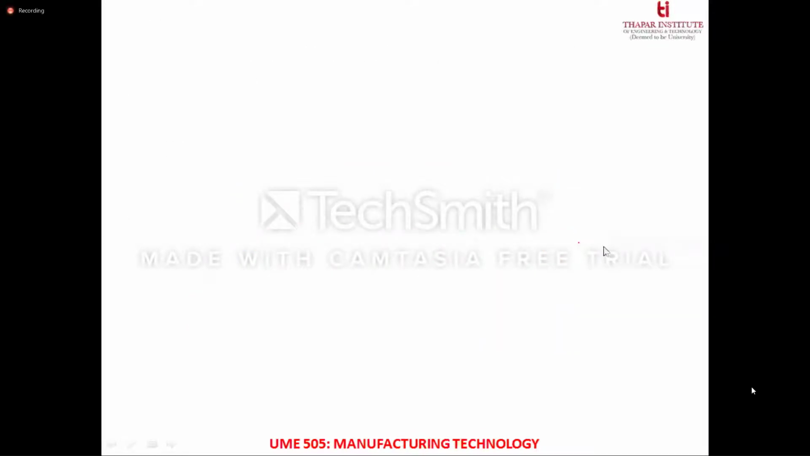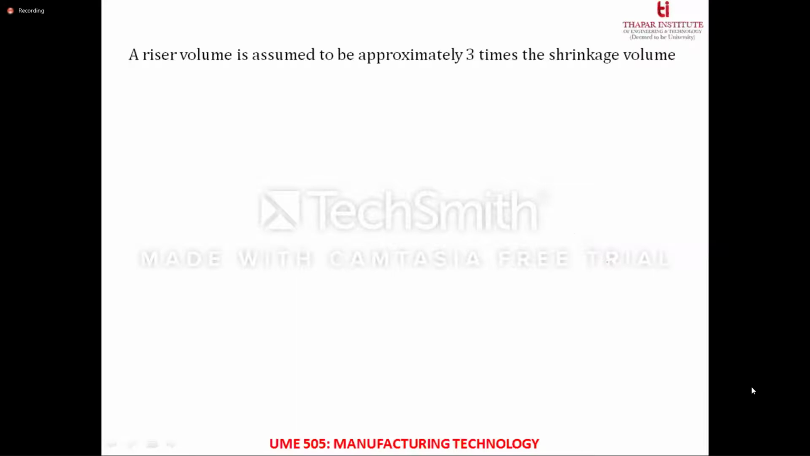Now this is something which is not provided in every book, but I want you to remember this and take it down. Whenever we are designing a riser, the basic minimum dimensions that we take according to different conventions are somewhere between 2.5 to 3 times the shrinkage volume. In the American Foundry Society, 3 times the shrinkage volume has been taken as the standard value.